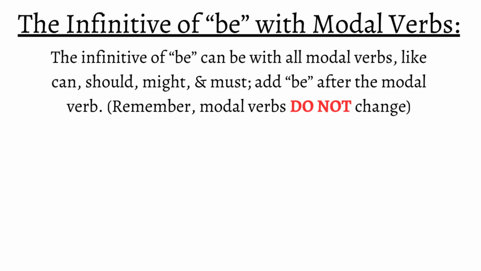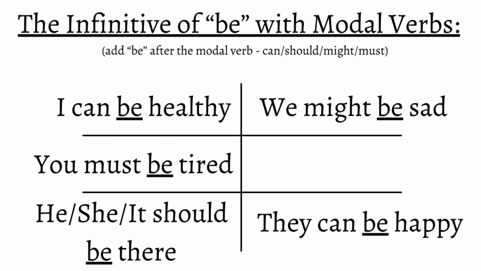Moreover, the infinitive of be can be used with all modal verbs, like can, should, might, and must. We simply add be after the modal verb, like I can be healthy, you must be tired, he, she, it should be there, we might be sad, and they can be happy.